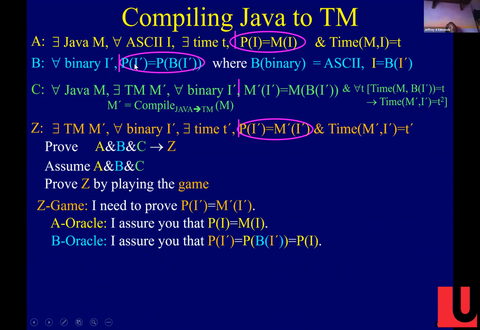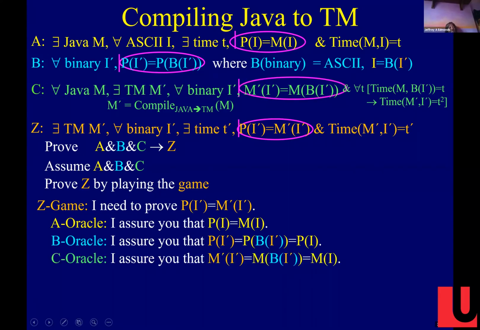B assures me that the problem doesn't care whether the input is binary or ASCII. And what does C assure me? C assures me that when we compiled from the Java to the Turing machine, the simulation is correct. So whatever the Java does, the Turing machine is going to do the same thing. So those are three promises, and we combine those three promises to get what we want.